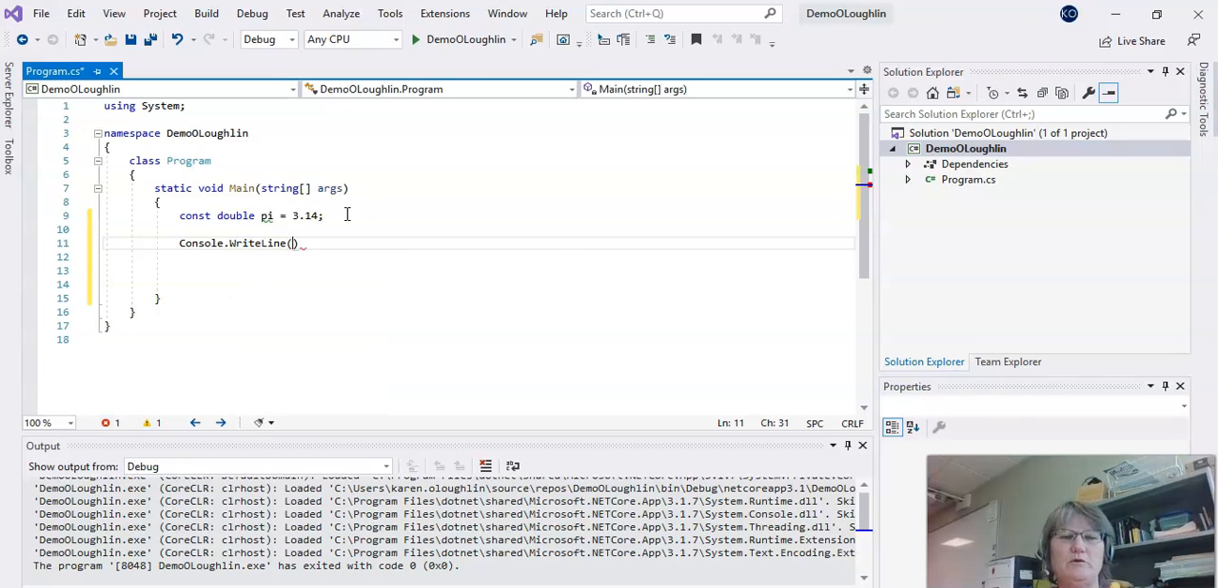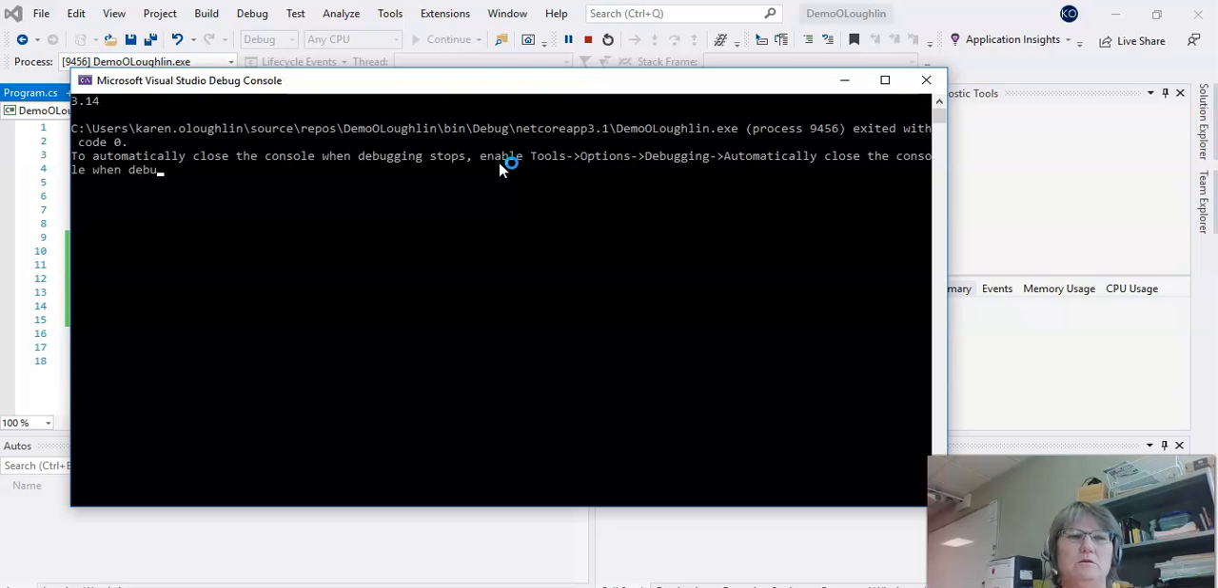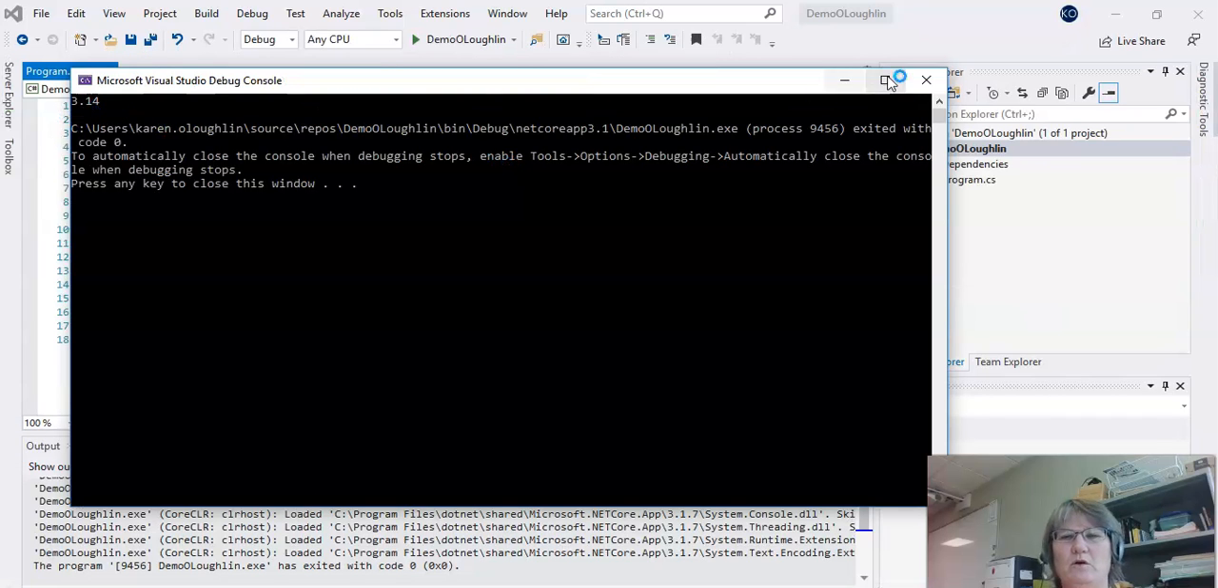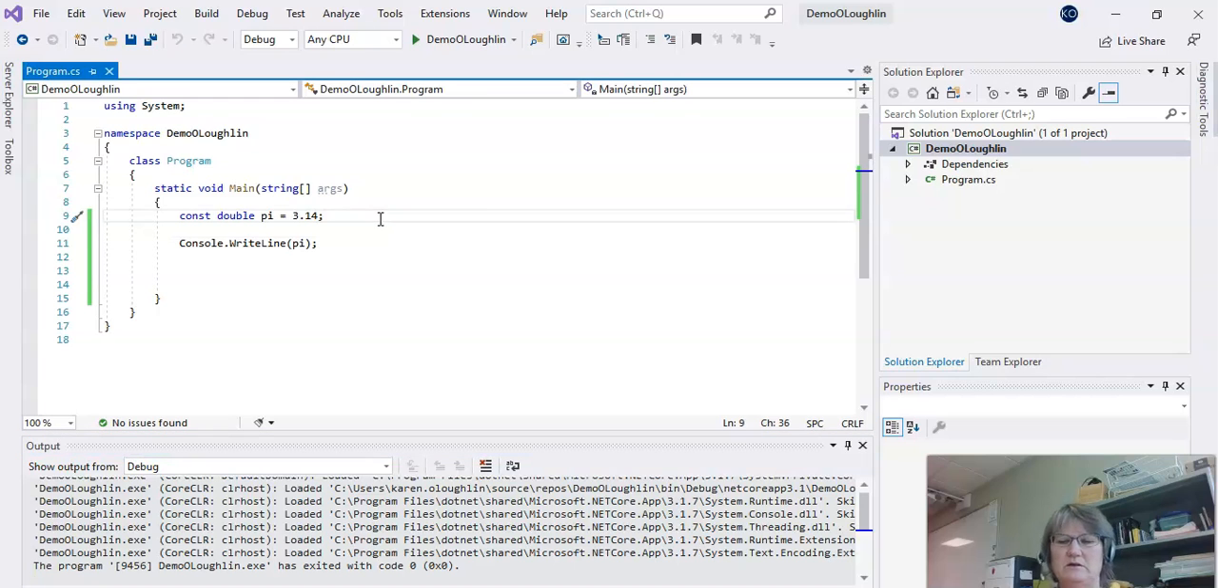Remember, you can use the tab key as a shortcut to fill in what IntelliSense brings up. And if we run this, we should get the value of 3.14 printed out as a double on our screen. So there's my 3.14. So a constant is a value that doesn't change throughout the entire program.